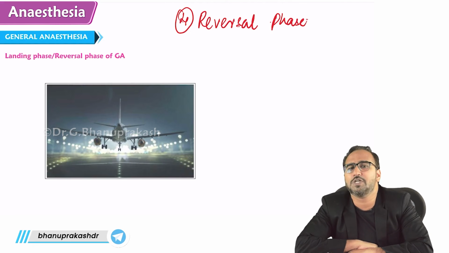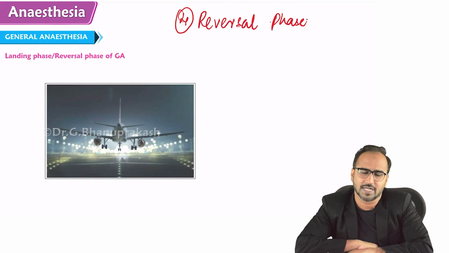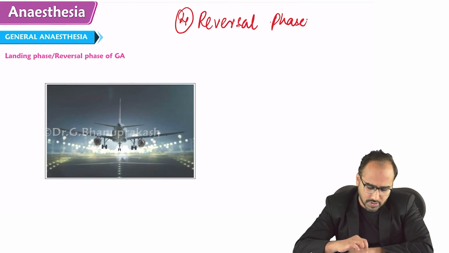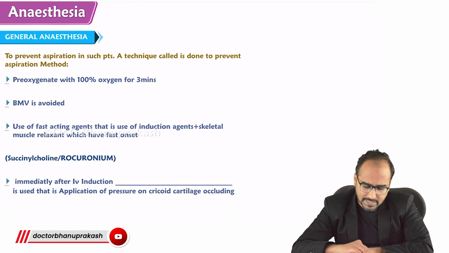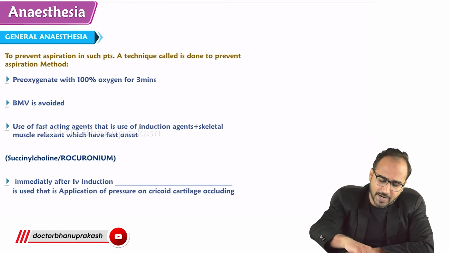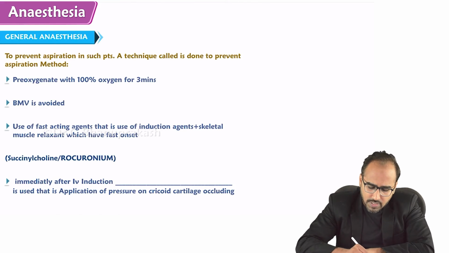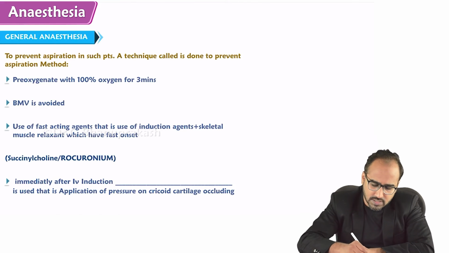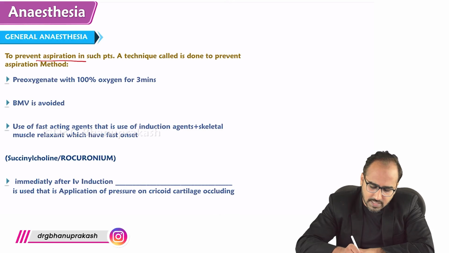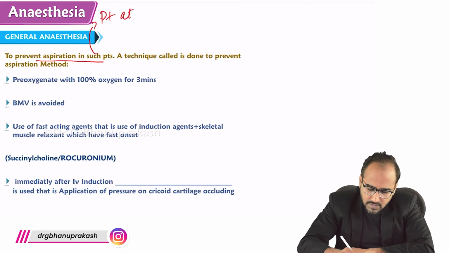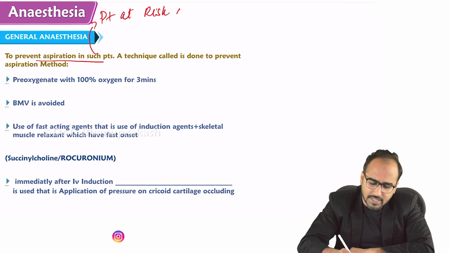General anesthesia given to a full stomach patient is called RSI. The general anesthesia technique given to a full stomach patient is called what, guys? RSI. What is that RSI? RSI means rapid sequence induction. Here the point is, to prevent aspiration in such patients. Who are those such patients? Such patients means patients at risk of aspiration.